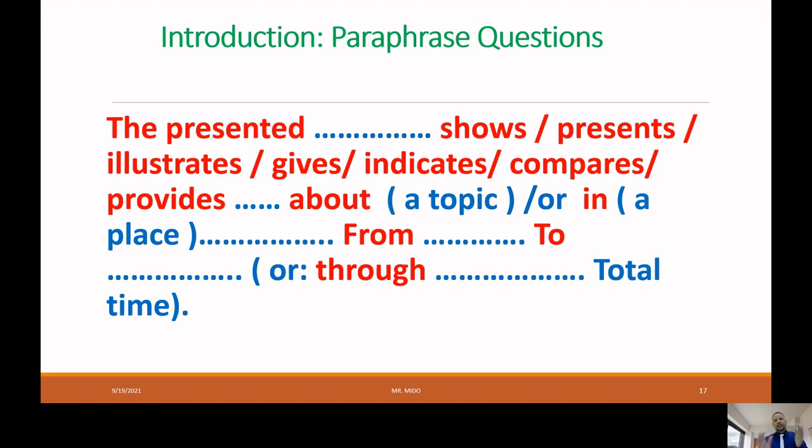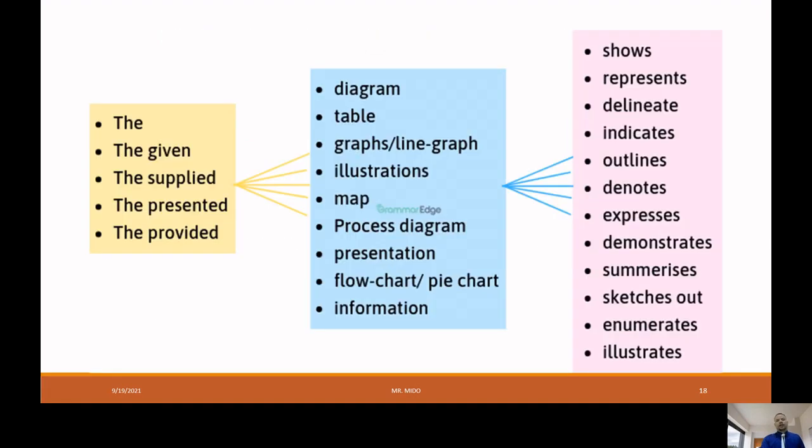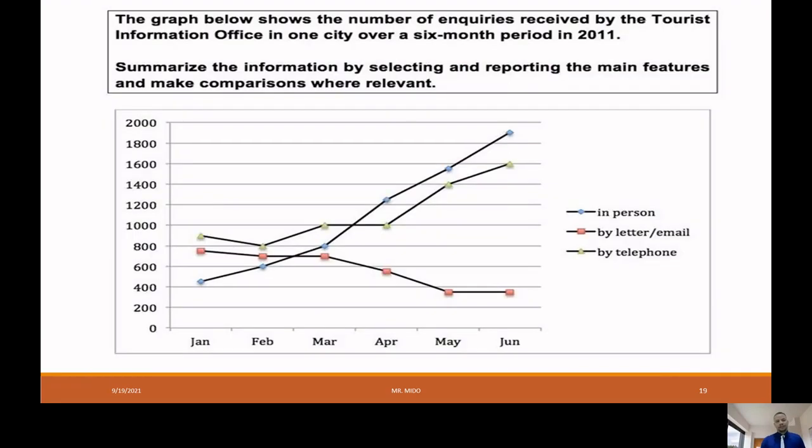Through 10 years. Now this is not a calculation, but it's important to mention in the introduction. That's perfect. So I give you now a summary for the introduction. You will say the diagram shows, or the diagram presents, represents, indicates, denotes, or outlines, or the given diagram, the given table, the given graph, or line graph, or the presented table, or provided map, denotes, illustrates, outlines. Perfect to start if you use that.